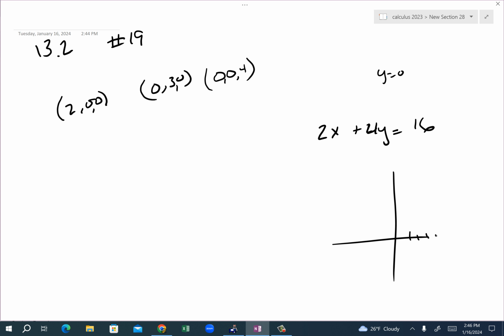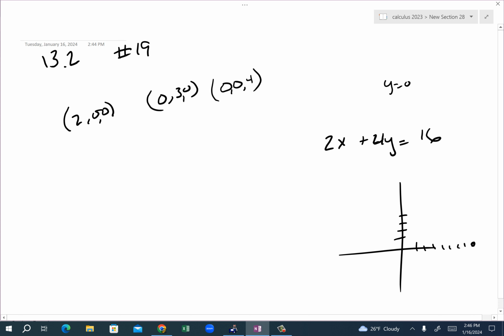1, 2, 3, 4, 5, 6, 7, 8. And if you let x equal 0, then y equals 4. And that was the line, right? That goes through those 2 points. Those are our intercepts. The same thing can be thought of as this, right?